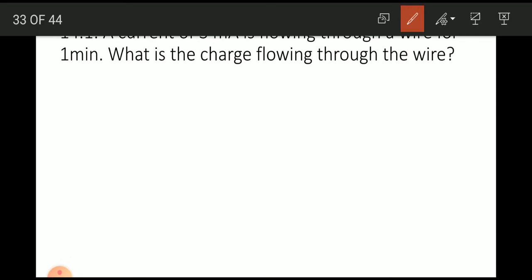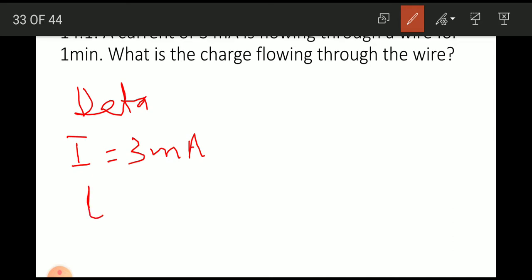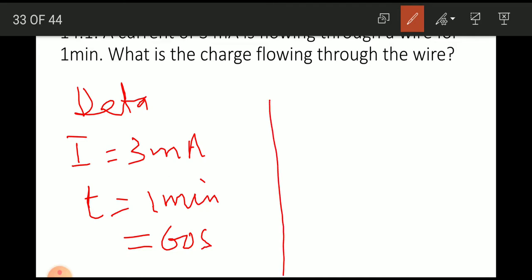So first I will write the data. The current is 3 milliampere, and time is equal to 1 minute, which is equal to 60 seconds. Calculate the charge.